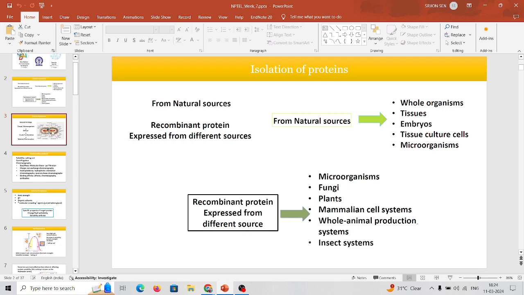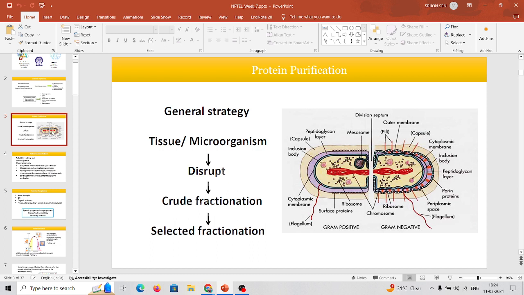Then the protein purification techniques, where the general strategy is to get that microorganism and break it open. Like for bacteria, you break open the bacteria and all these organelles come out into the solution. Then first, by a crude fractionation, you separate the smaller molecules from the larger molecules, and then depending on the size of your protein, you can selectively isolate the protein from the other organelles.